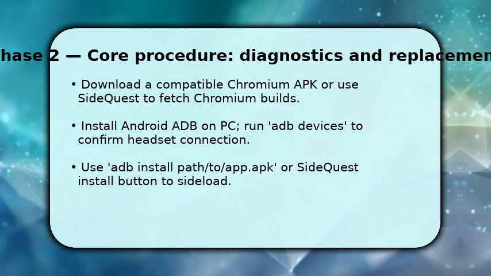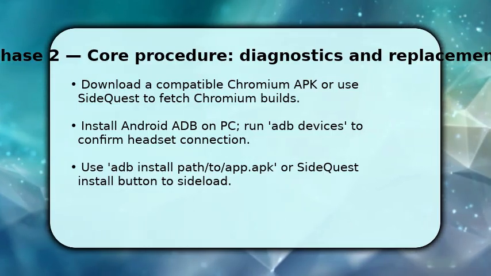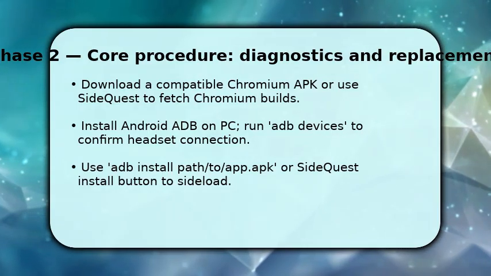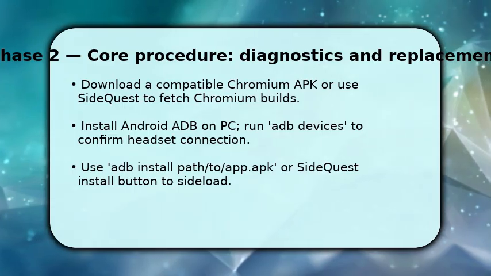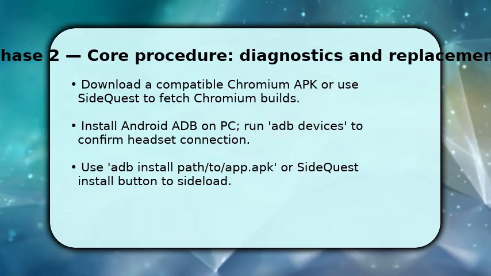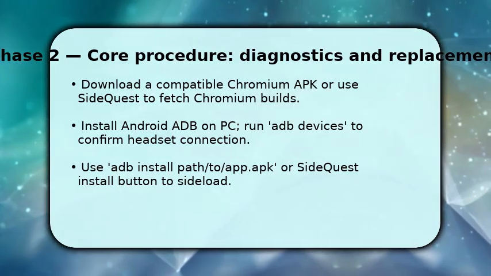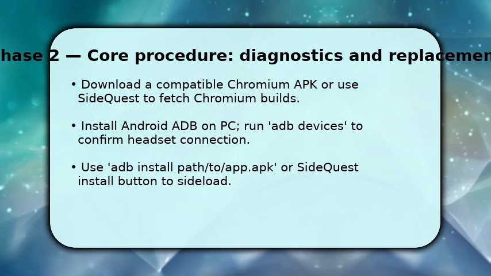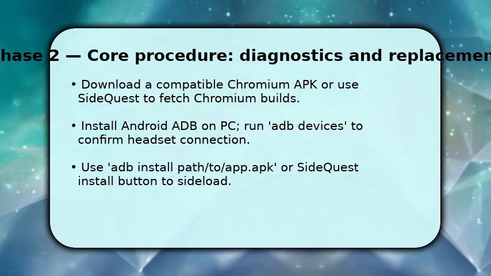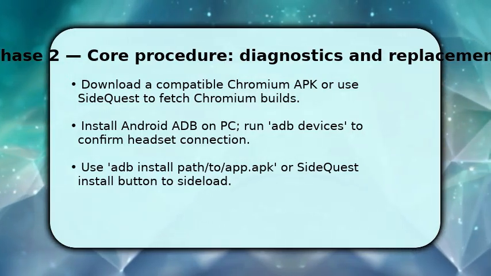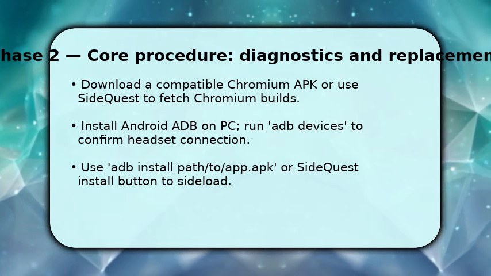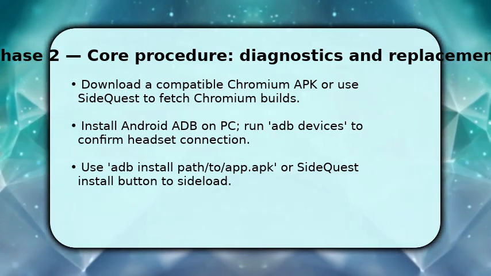If you prefer GUI, install SideQuest, connect the headset, and let SideQuest recognize the device. Then either use SideQuest's install feature or run adb install followed by the APK path to push Chromium to the headset. This step gives you a Chromium-based browser when official Chrome isn't available. Make sure to watch for installation errors and keep the headset awake until done.